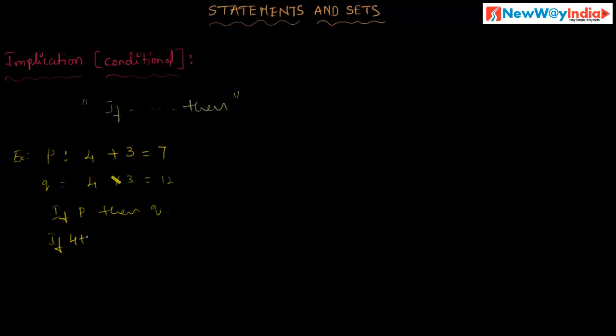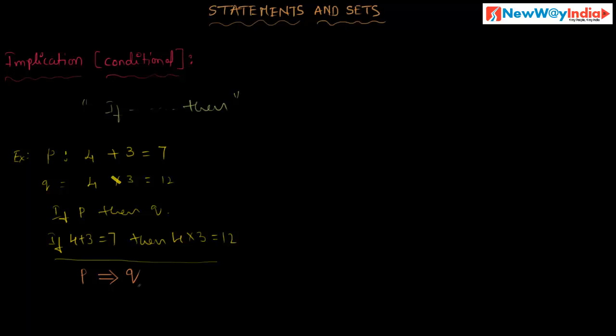Now join these two statements like this: if 4 plus 3 is equal to 7, then 4 into 3 is equal to 12. It is a compound statement formed by the two given statements. So this compound statement is called implication or conditional. It is denoted like this: P implies Q. This is the symbol for implication. It is read as P implies Q.